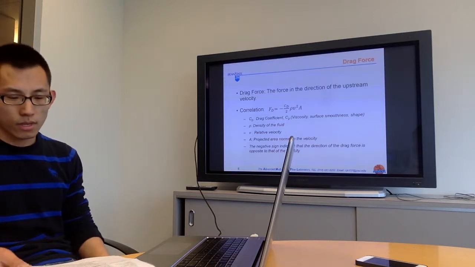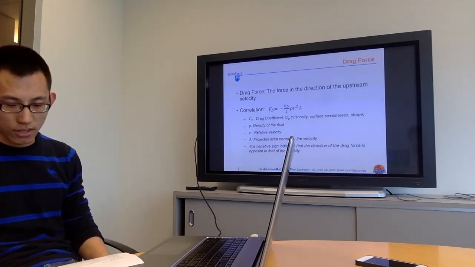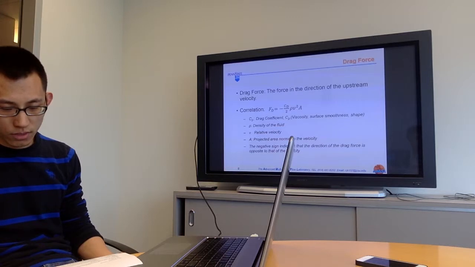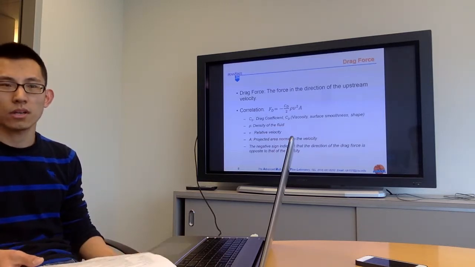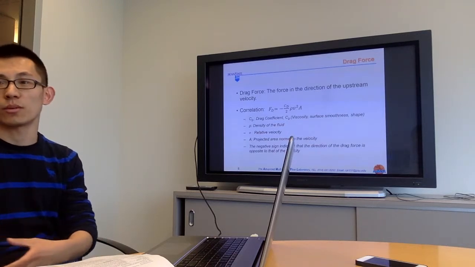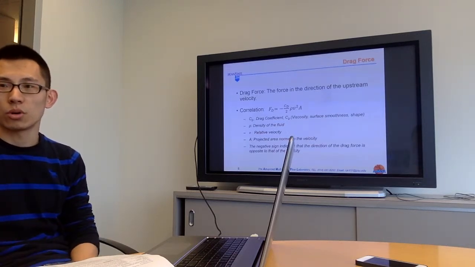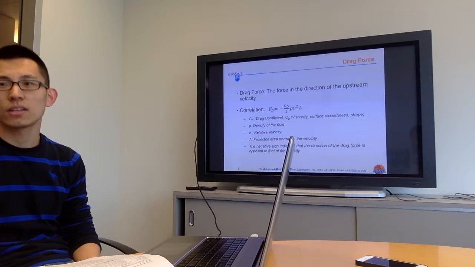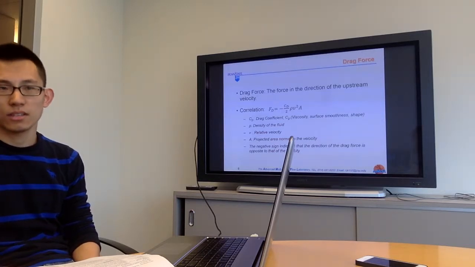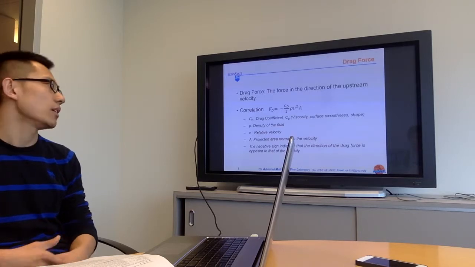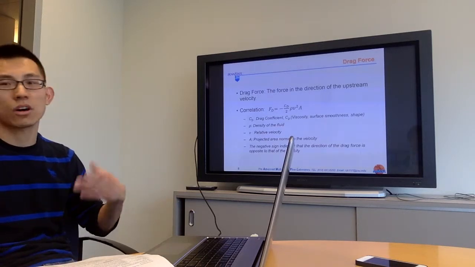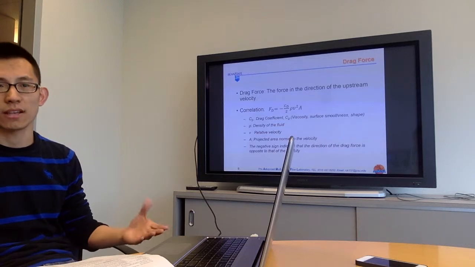Okay. So another example: when you walk in the water and when you walk in the air, which one will you feel more resistance? In the water. Yeah, it's because of the drag coefficient. Yeah, it's because the viscosity of the water is larger than that of the air.